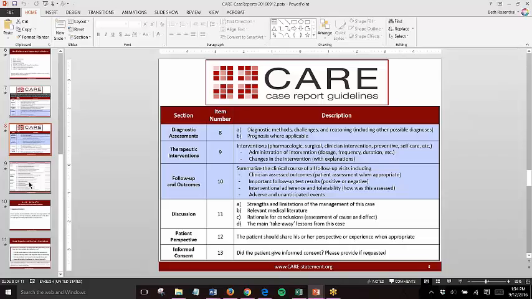The other thing we've included in the CARE guidelines is the patient perspective, that the patient should share his or her perspective or experience whenever possible. This is usually a sidebar, no more than a couple paragraphs. The last thing is informed consent, which you don't have to actually write the case report, but you do have to have it to publish in almost every medical journal that I know of.